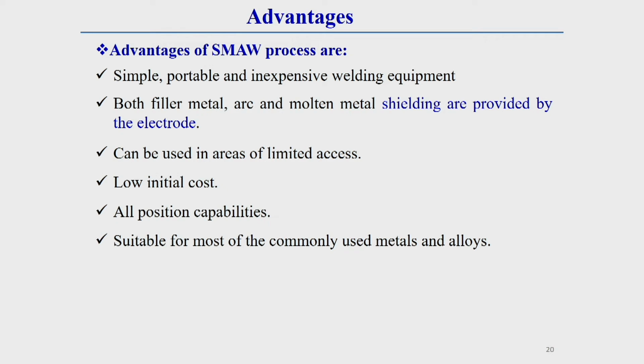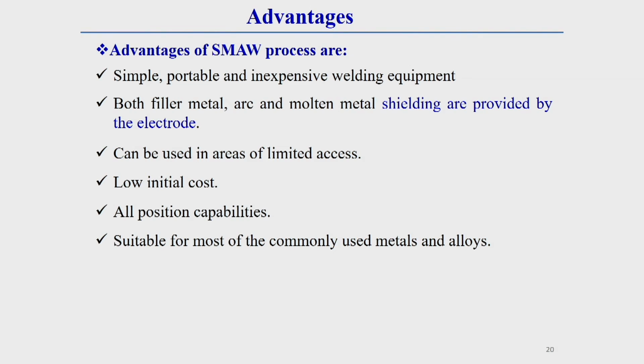Here another thing, filler material, arc, molten metal, shielding generally are provided by electrodes. So, whatever the shielding here we are providing, every shielding of molten material, electrode, arc, everything is shielded by how? By electrode only, because it is providing shielding gas as well as flux or slag cover. Due to this generally it shields the molten pool as well as arc as well as filler material. This can be used in the area of limited access.